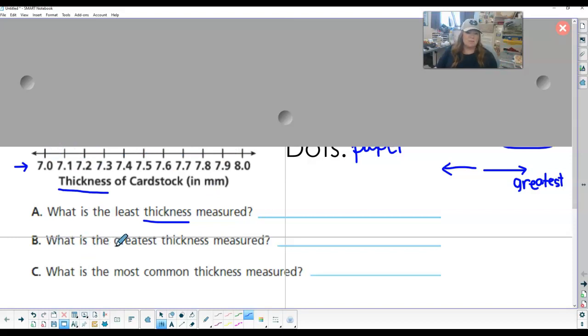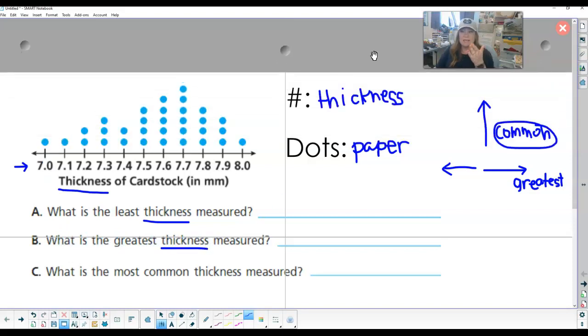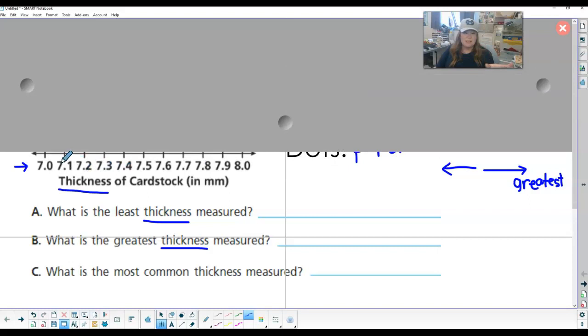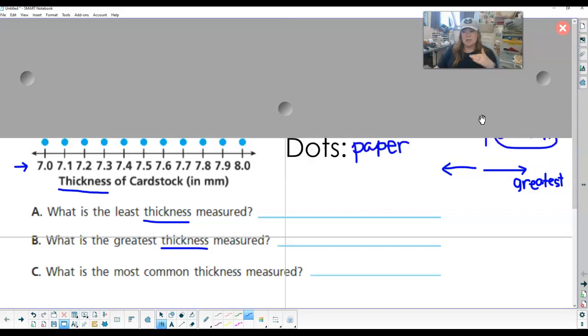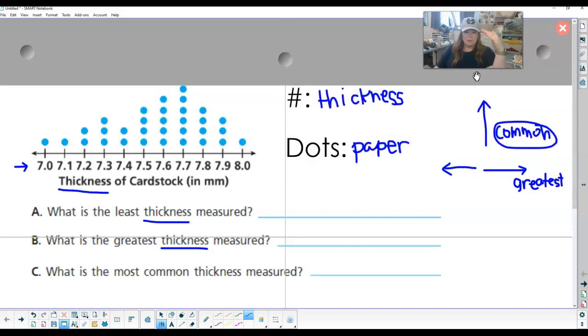And then B asks, what is the greatest thickness? So again, remember, thickness is the numbers. So we're using these numbers to say what was the greatest amount of paper measured. That's right, greatest goes over, least goes over. If it's asking common, it will go up.